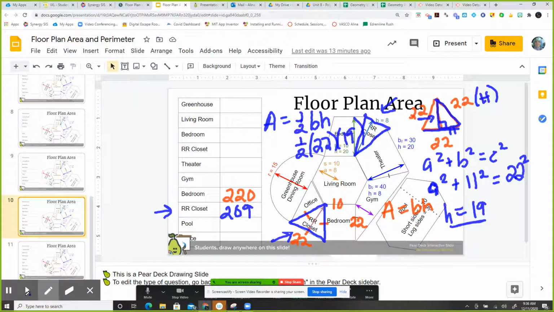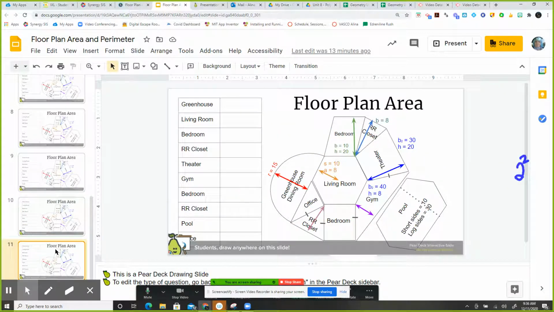Okay, let's go to the pool and the office and we will be done. So what do we want to do first, the office or the pool? The office. The office is going to be easier, so I like that. We know we've got 10 and we've got 22. We've already got a height because this was a right triangle, so no need to do Pythagorean theorem. A equals 1/2 the base times the height, and I've got my base and my height. So what's 1/2 of 10 times 22?